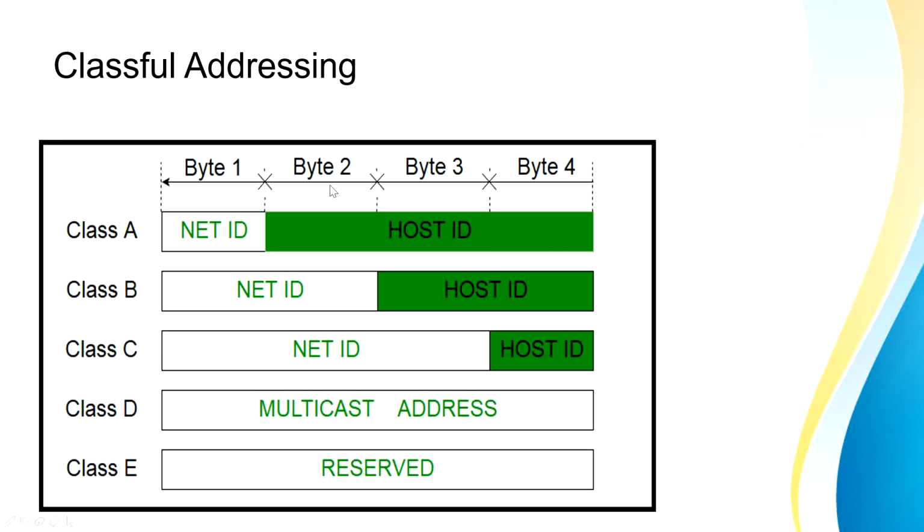So we have 4 bytes with us and each byte is of 8 bits. For class A, the first byte is going to define the network ID and the 3 bytes, byte 2, 3 and 4 are going to define the host ID. For class B, byte 1 and byte 2 will tell me the network ID. Byte 3 and byte 4 will tell me the host ID. For class C, byte 1, byte 2 and byte 3 will tell me the network ID and byte 4 will tell me the host ID.